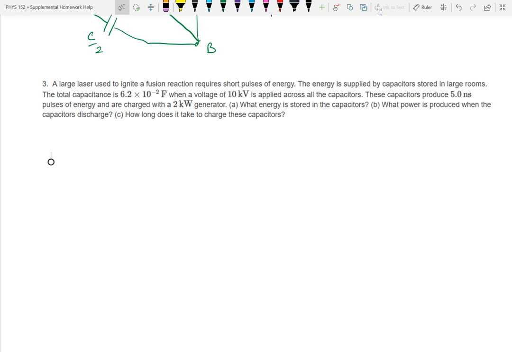The energy is supplied by capacitors stored in large rooms. The total capacitance is 6.2 times 10 to the minus 2 farads when a voltage of 10 kilovolts is applied across all the capacitors. These capacitors produce 5 nanosecond pulses of energy and are charged with a 2 kilowatt generator. What energy is stored in the capacitors? Okay, so we've got to our first question. What energy is stored?